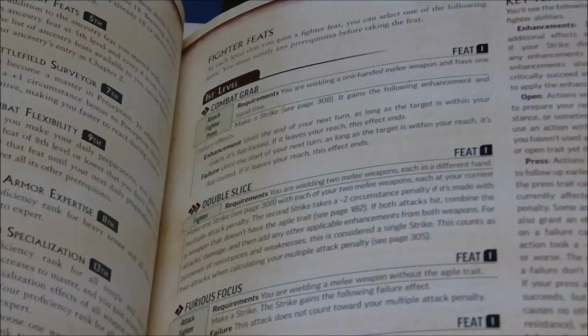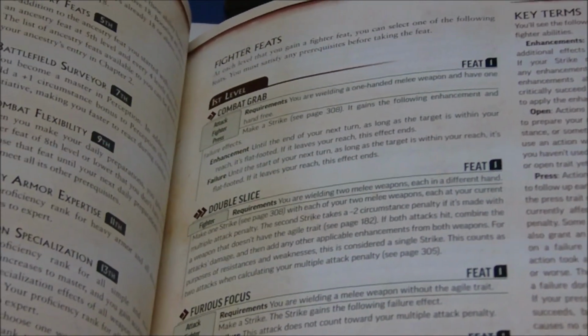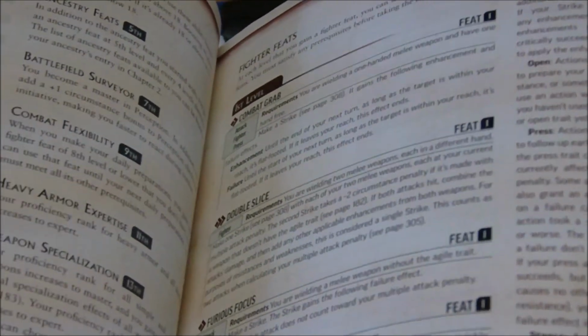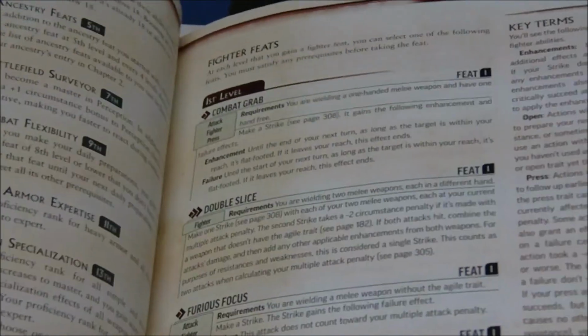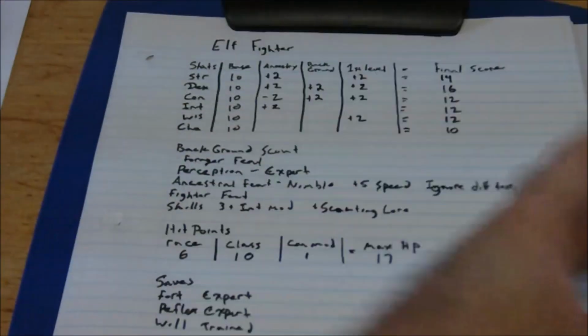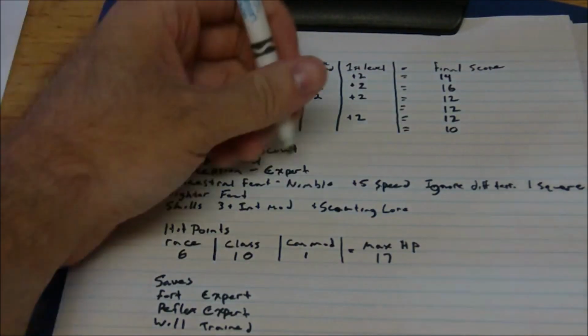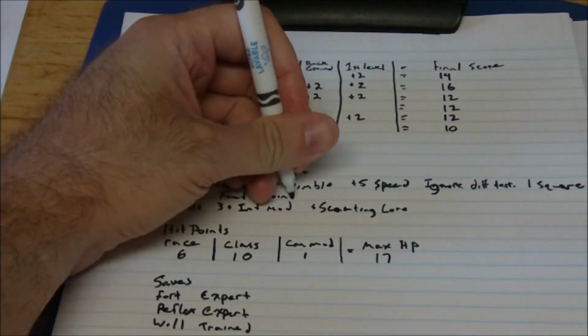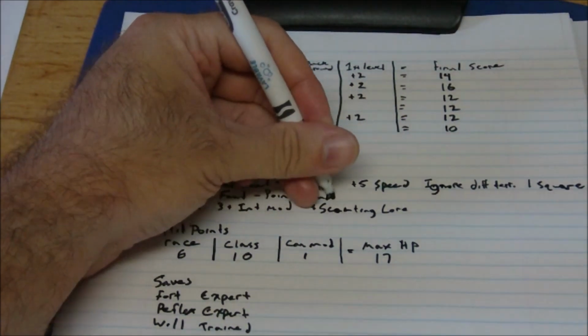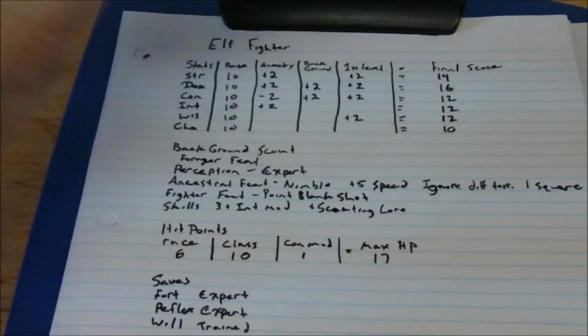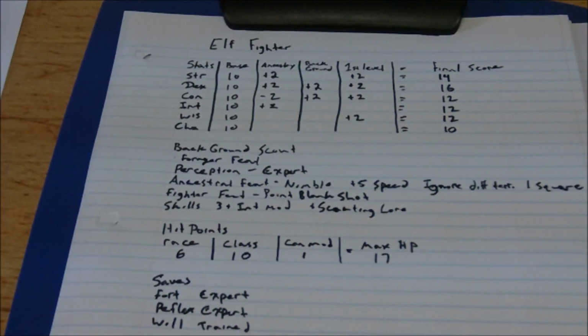Anything outside that number you get your normal bonus, and then you've got range increments outside of that. So point blank shot is the one that I'm going to take. That way, if something's within the volley range of my bow, it's not going to matter. So fighter feat is point blank. Okay, so we've got all that information here.